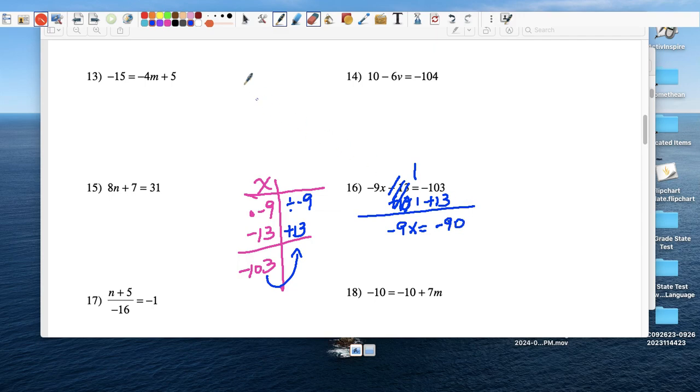-90. Right, so we did that. So now it's saying, hey, please divide both sides by -9. So show me divide by -9, and then show me on the other side divide by -9.